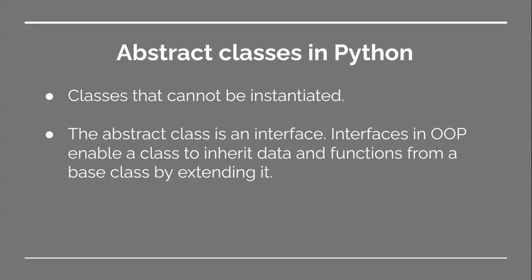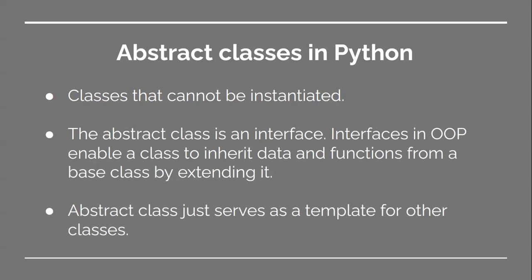Interfaces in object-oriented programming enable a class to inherit data and functions from a base class by extending it. In Python, we use the NotImplementedError to restrict the instantiation of a class. Any class having this error inside method definitions cannot be instantiated. We can understand that an abstract class just serves as a template for other classes by defining a list of methods that the classes must implement. To use such a class, we must derive from it, keeping in mind that we would either be using or overriding the features specified in that class.